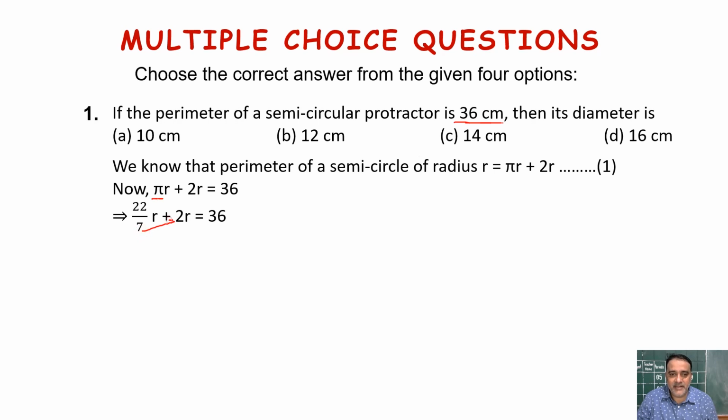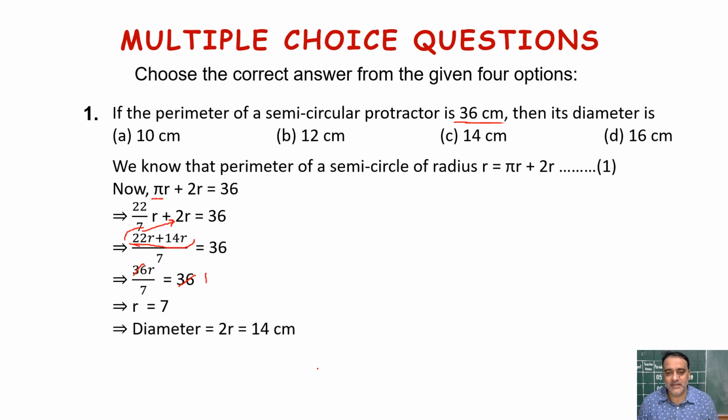If you take LCM, you will get 22r plus 14r upon 7, and this will be 36r. So this will become 36 by 7, and this 36 will be cancelled, and we are getting r is equal to 7. So what will be the diameter? 14 centimeter, right. So diameter is equal to 2 into 7, that is 14 centimeter. So which is the correct option? Option C, right.